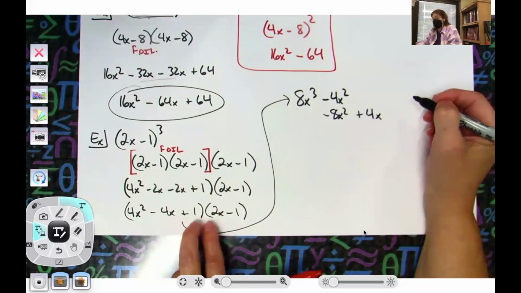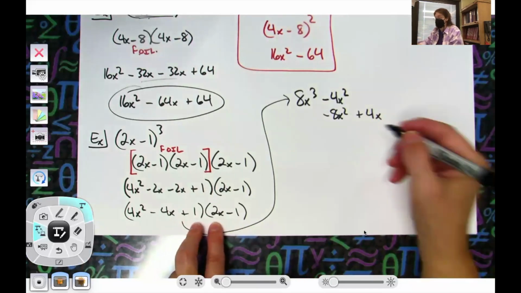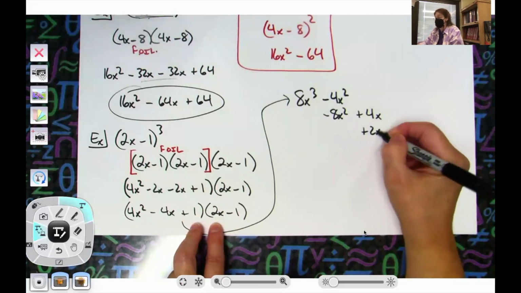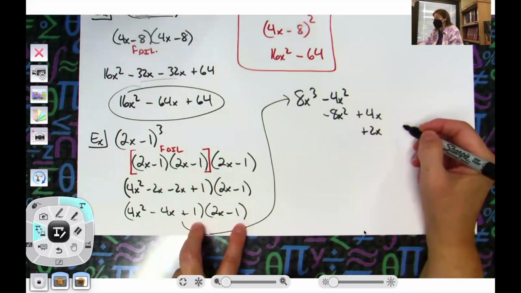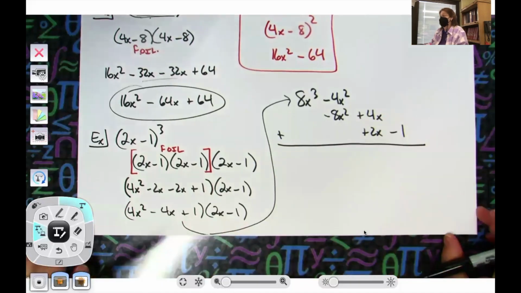Now I'm going to distribute the 1. 1 times 2x is going to give me a 2x, but instead of it keep stringing them out, why don't I put this underneath? Because I know I'm going to have to add some like terms. And then 1 times negative 1 is going to give me negative 1. All right, has everybody showed you that to kind of shorten it up a little bit?